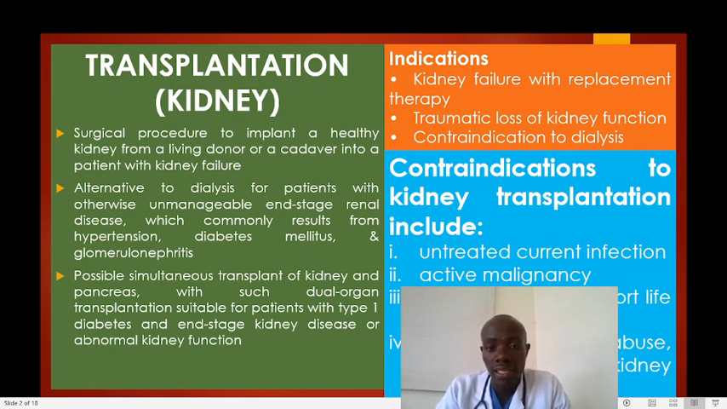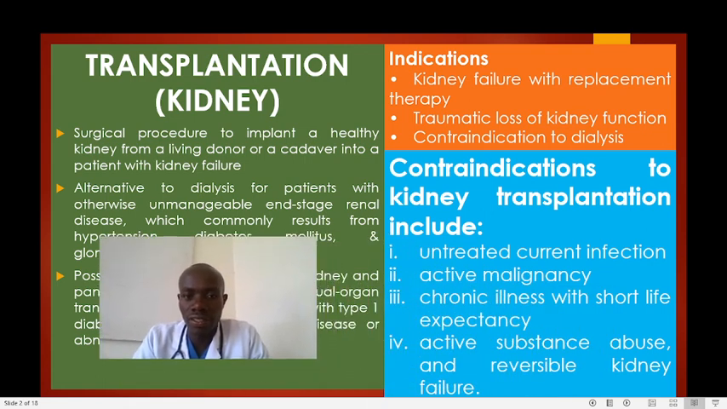There is a possible simultaneous transplant of kidney and pancreas, more so for those patients with diabetes mellitus. You realize that patients with kidney disease are likely to also have problems with diabetes, especially diabetes type 1. So there is always a possibility of doing a simultaneous transplant of both the kidney and the pancreas, a dual organ transplantation suitable for patients with diabetes type 1 and end-stage renal disease.